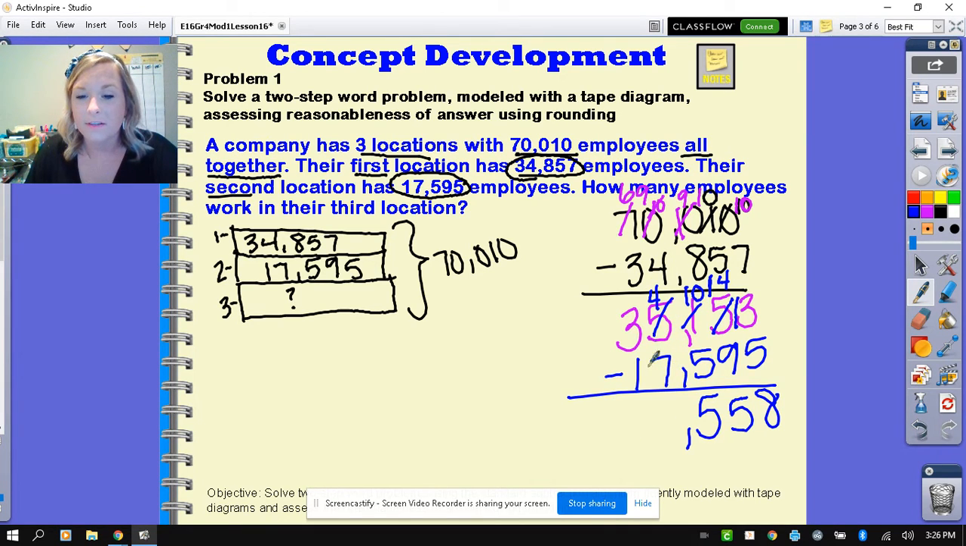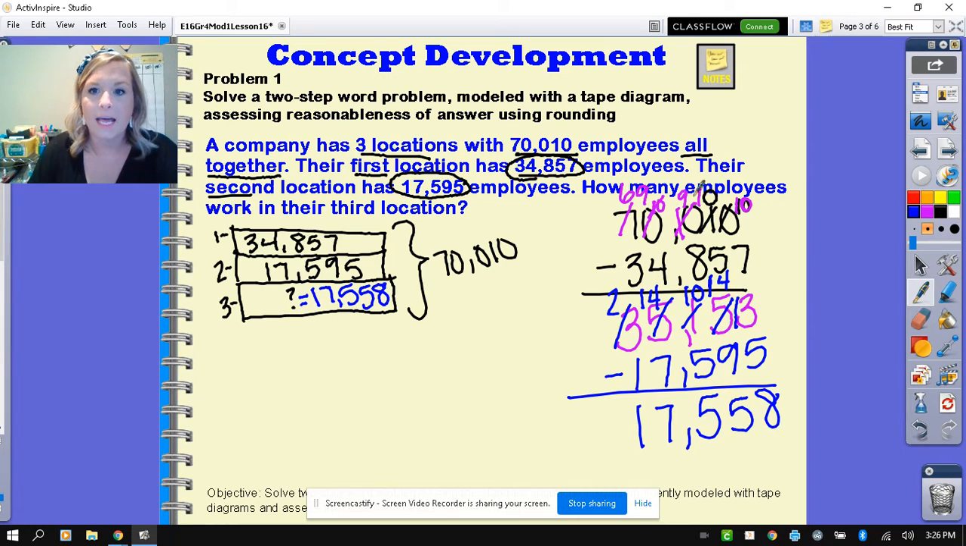Again, my big number is on the floor, so I'm going to go next door. That 3 turns into a 2, and that 4 turns into a 14 because I'm getting 10 more. 14 minus 7 is 7, and 2 minus 1 is 1. So the number that's left should be the answer for building number 3. It says how many employees work in their third location.